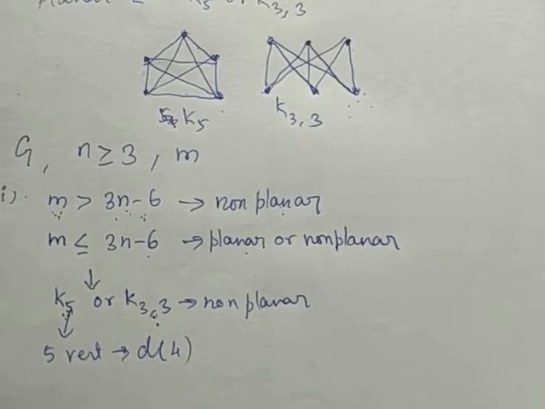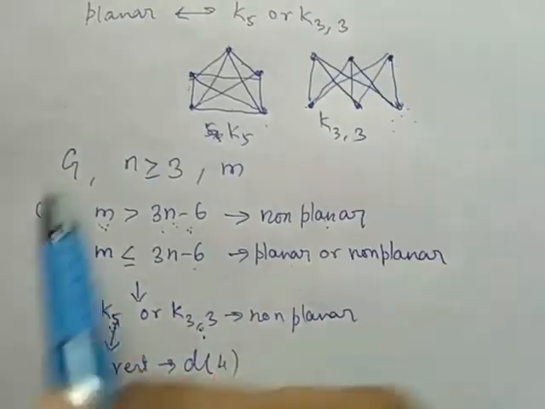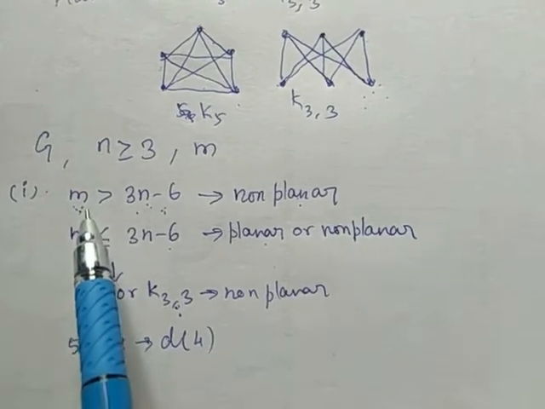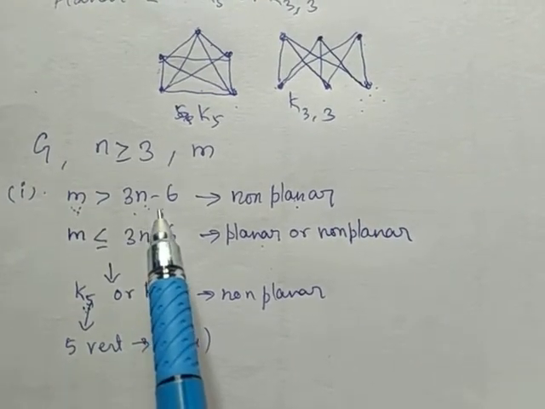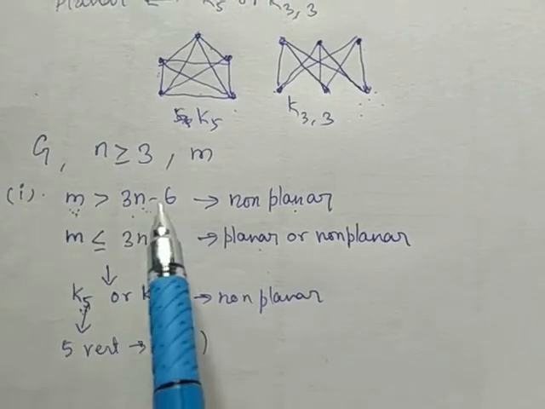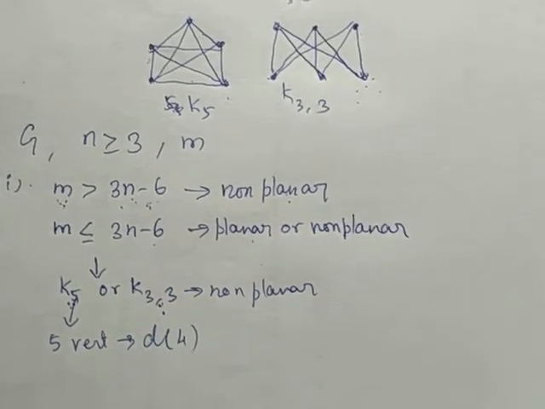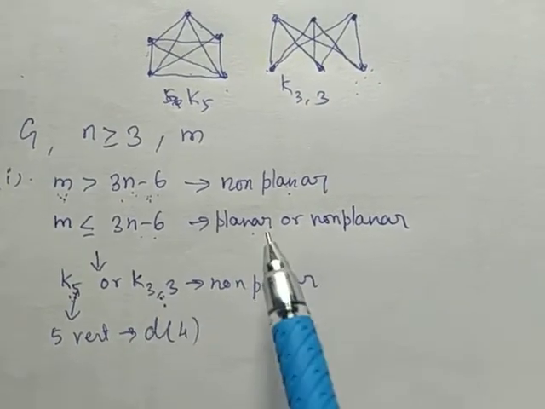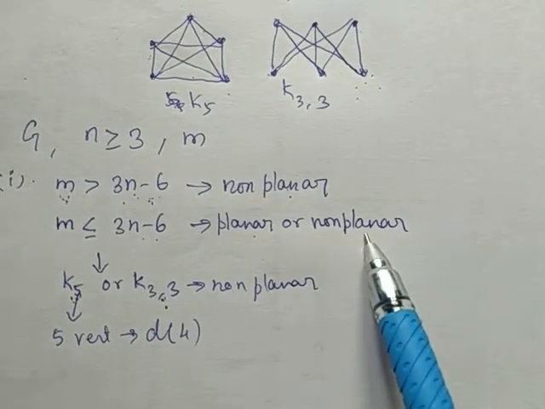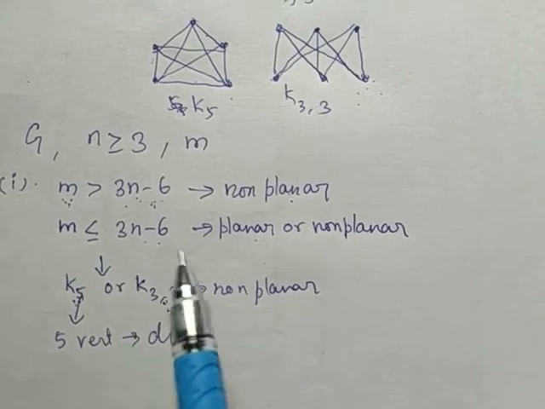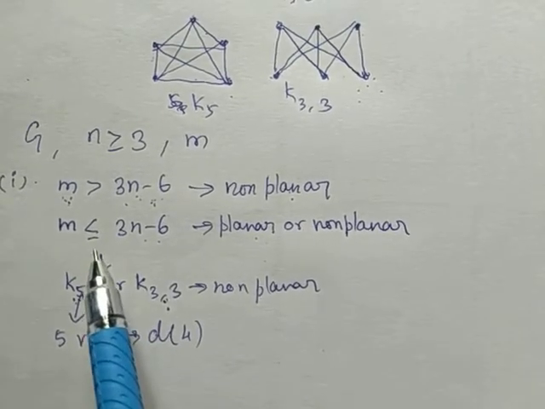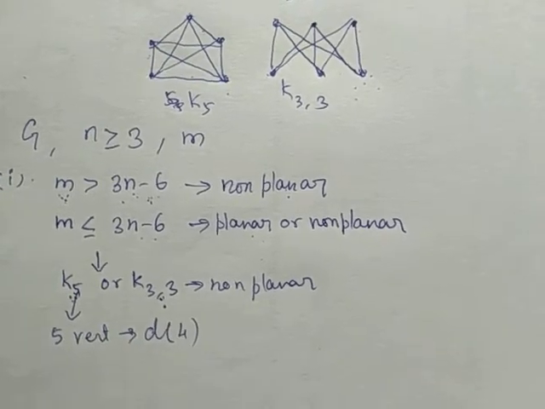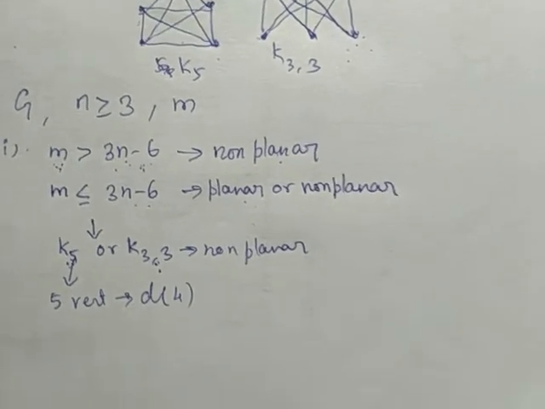So, how to check whether the graph is planar or not? Very first thing, draw the graph in plane form or check whether m is greater than 3n minus 6. If m is greater than 3n minus 6, obviously the graph is non-planar. If m is less than or equal to 3n minus 6, the graph may be planar or it may not be planar. In the case of non-planar, we will check whether the graph has K5 or K3,3 as a subgraph or subdivision of a graph.